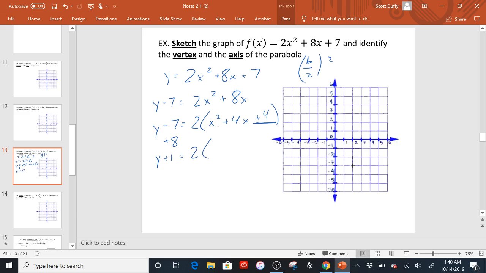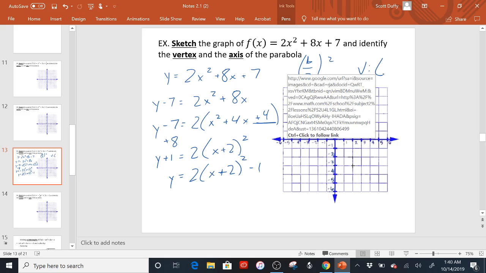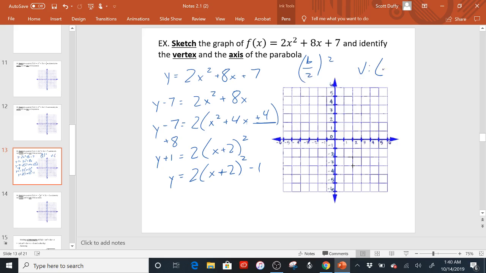And then you can say, okay, x squared plus 4x plus 4, that is really x plus 2 squared. And then move the 1 to the other side, makes it negative 1. So I know that my vertex is going to be at negative 2, negative 1.